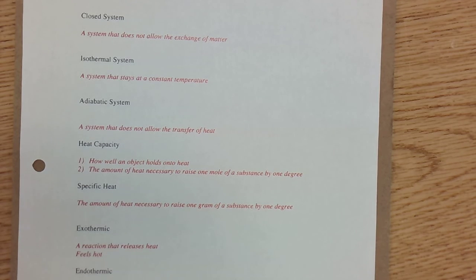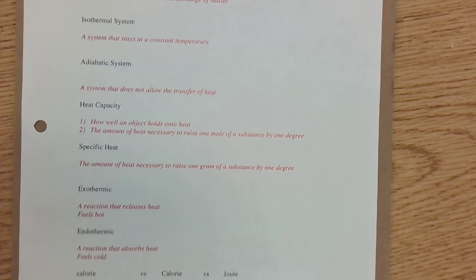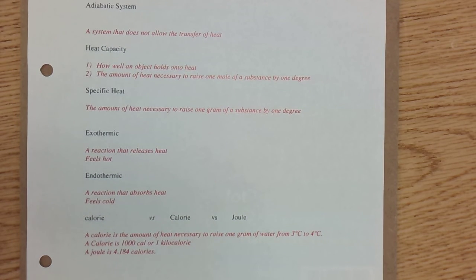All right. Now units. Calorie versus Calorie with a capital C versus a joule. We're going to do almost everything in joules. A calorie is the amount of heat necessary to raise 1 gram of water from 3 degrees Celsius to 4 degrees Celsius. A Calorie with a capital C is 1,000 calories, or a kilocalorie, or what we might call a food calorie. That is what you read on the nutrition information on a candy bar.